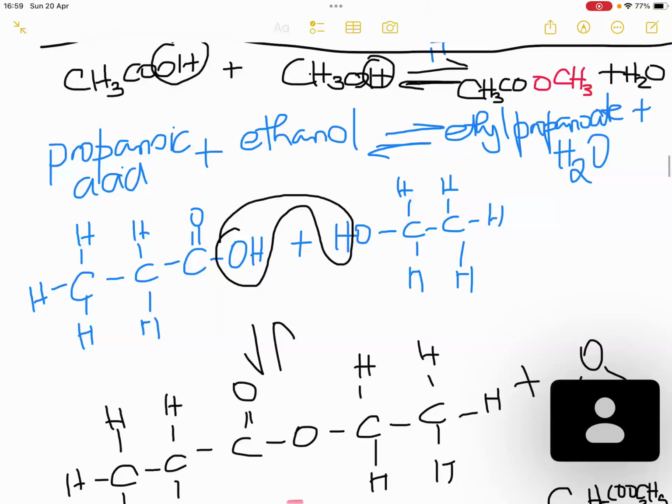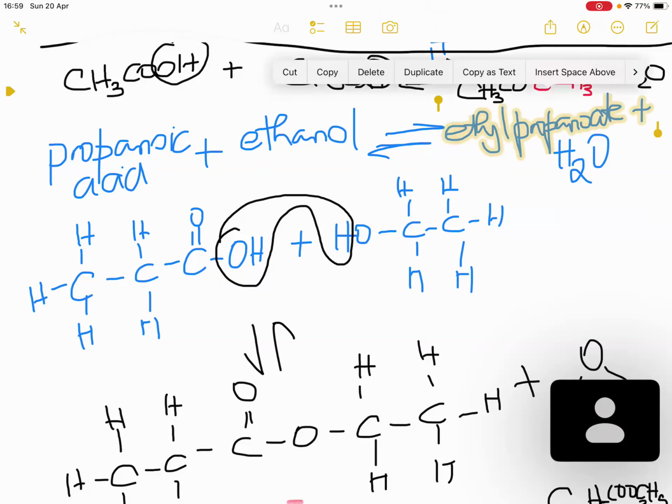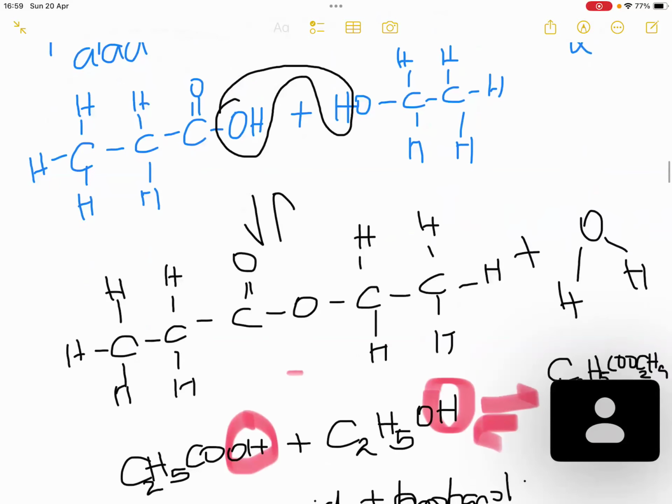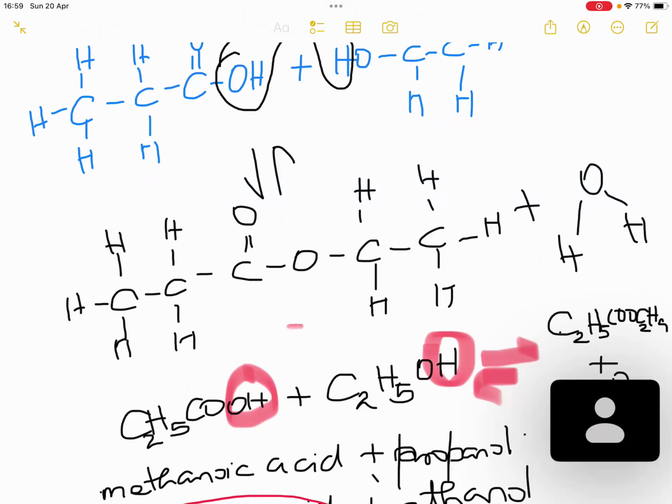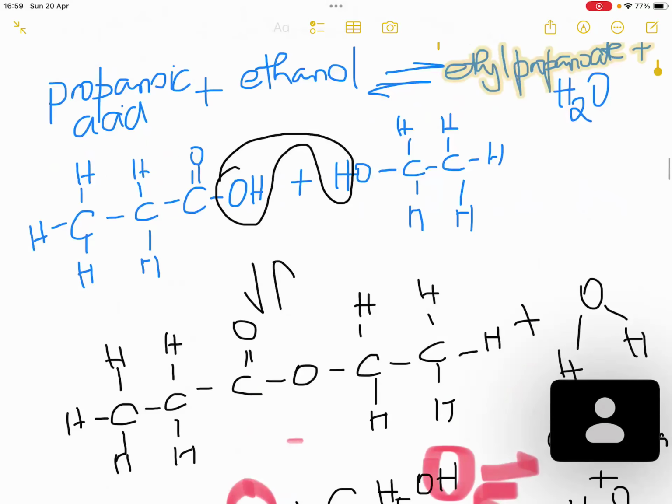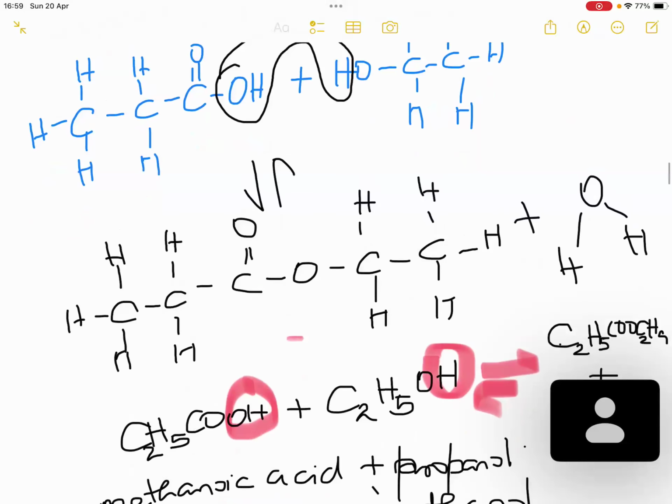So what we're left with is the ethyl propanoate, which is the ester, because the alcohol is ethanol. So the first name comes from the alcohol, so it's ethyl. The last name comes from the acid, so it's propanoic acid. So the name of the ester is ethyl propanoate. So this is what ethyl propanoate looks like. I remove my OH and my H, and I form my ester and my water.